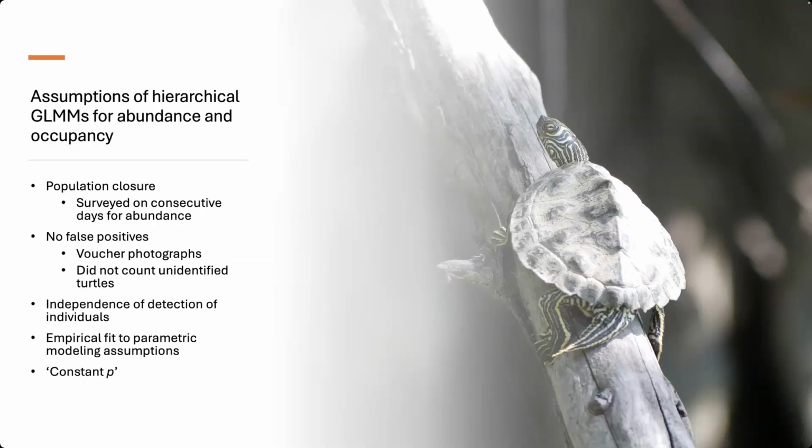So there are some assumptions of performing these models on abundance and occupancy. One of which has to be population closure, which means that there's no addition or removal of individuals from the area during the time of the surveys, either by migration or by predation or whatnot. So in order to ameliorate this assumption, we attempted to survey all of our transects on consecutive days. So this kind of closed that window. It helped make sure that we can adhere to this closure assumption.